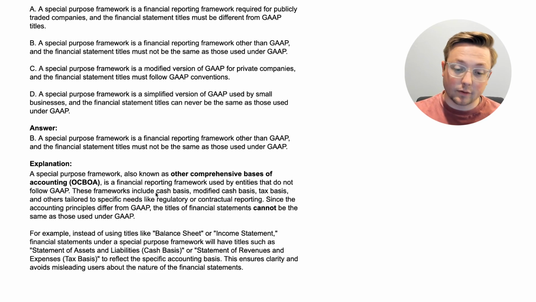Since the accounting principles differ from GAAP, the titles of financial statements cannot be the same as those used under GAAP.